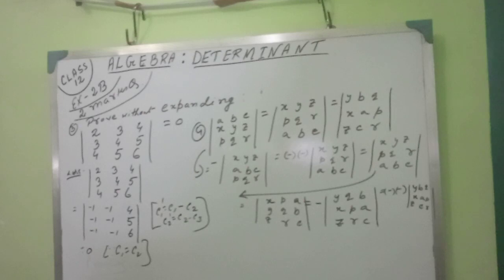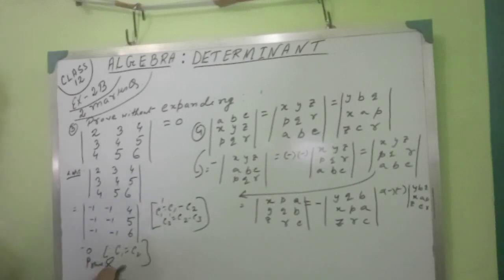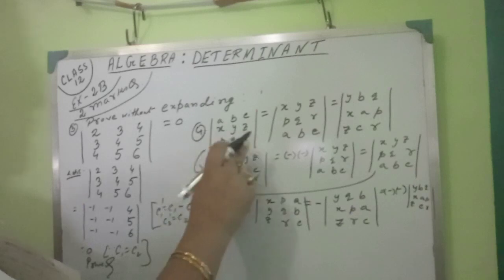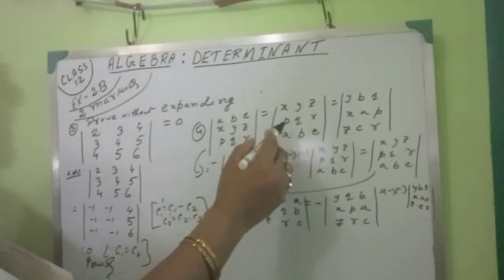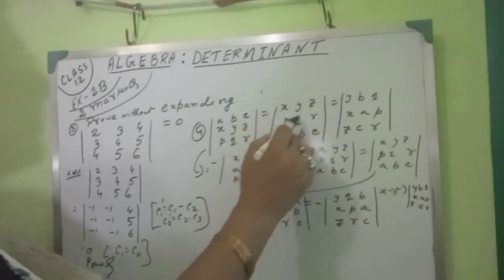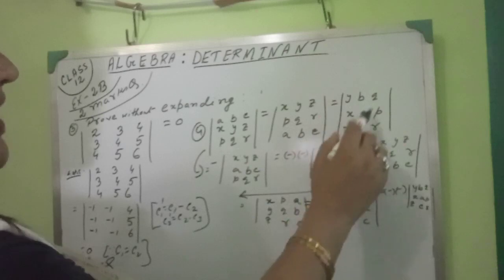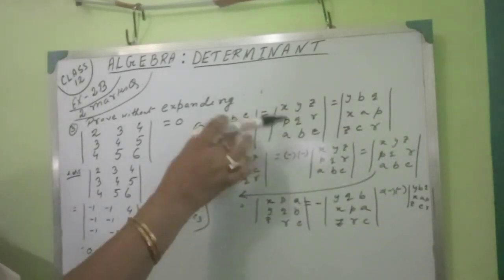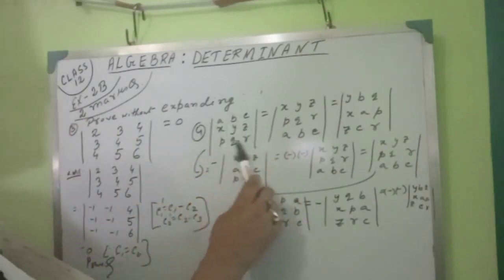Okay, next, sum number 4. What's the question? A, B, C, X, Y, Z, P, Q, R, again row wise. We have to prove this is equal to X, Y, Z, P, Q, R, A, B, C, row wise, which is equal to Y, B, Q, X, A, P, Z, C, R, again row wise. Got it? Now the first determinant, what is given? A, B, C, X, Y, Z, P, Q, R.